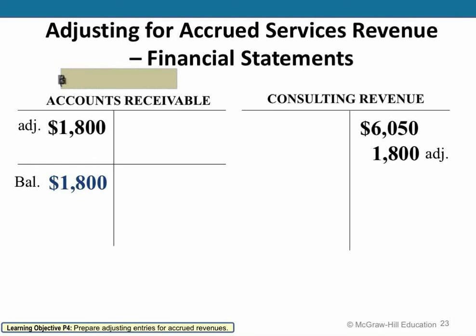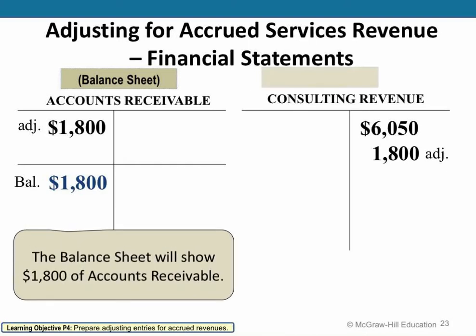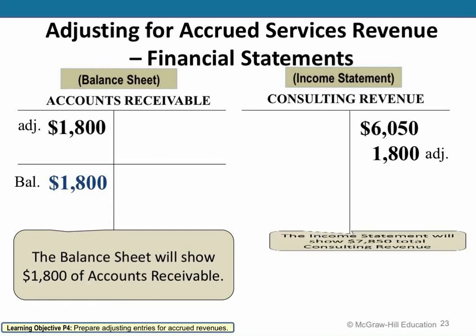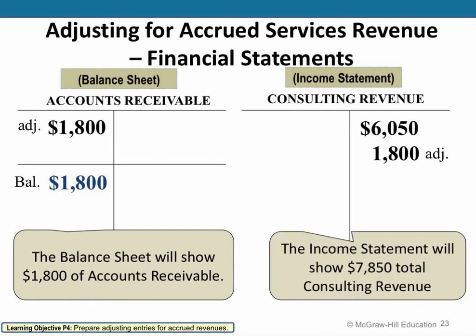And once cash is paid, a portion of it, then we'll credit the accounts receivable by the amount paid, and we will debit cash for the amount collected. So in this example, we'd have 1,800 for the total accounts receivable on the balance sheet, and total revenue being 7,850.